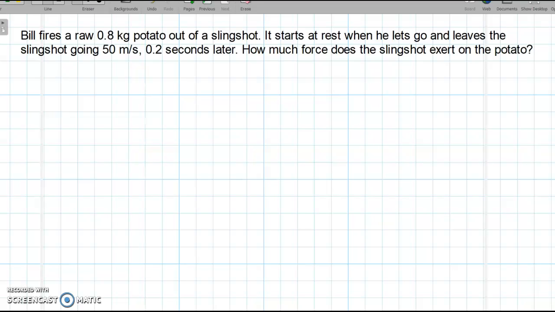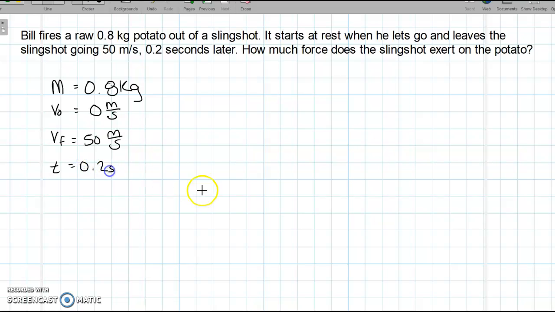So we have to identify what we're given in the problem. We were given a mass, the mass of this potato was 0.8 kilograms. It originally started from rest, so V naught equals 0 meters per second. As it leaves the slingshot, it's going 50 meters per second, so Vf is 50. For how much time? Well, t is equal to 0.2 seconds. And we are asked how much force does the slingshot exert on the potato.